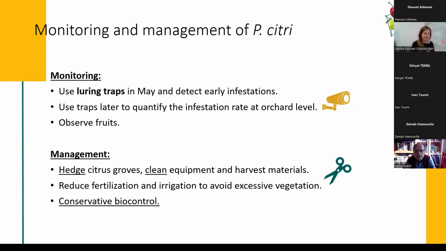And I will stress it more and more during this presentation, but you can have a conservative biocontrol approach by preserving the ecological infrastructure within your orchard. So in this way, you can foster the presence of natural enemies, by having flowering strips, banker plants, ground cover inside the orchard.